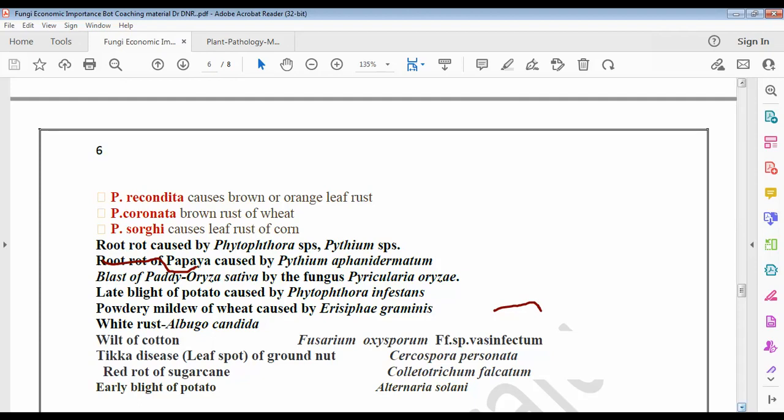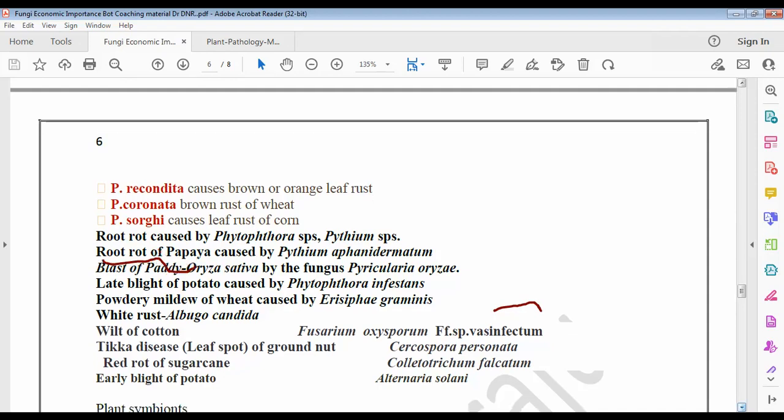Root rot of sugarcane. And you know red rot of sugarcane, caused by Colletotrichum falcatum, with sickle-shaped conidiospores. I already told you.